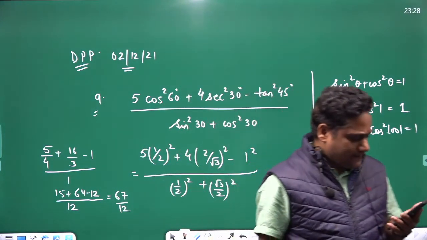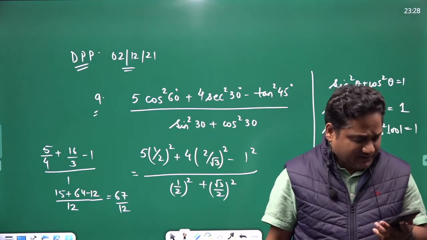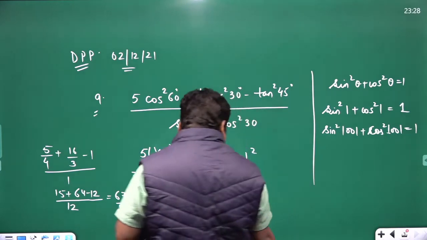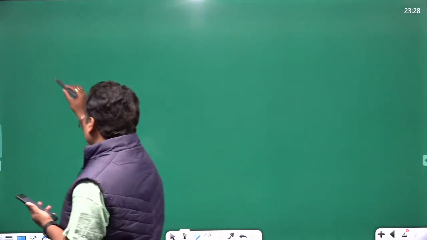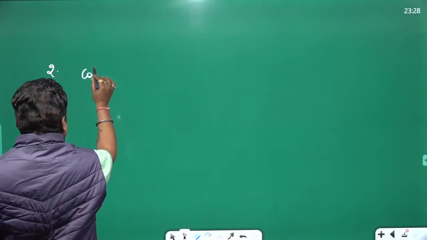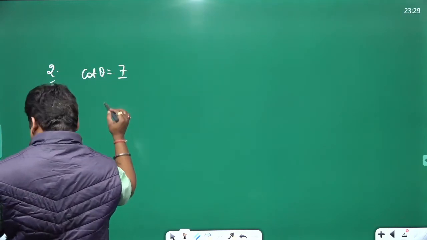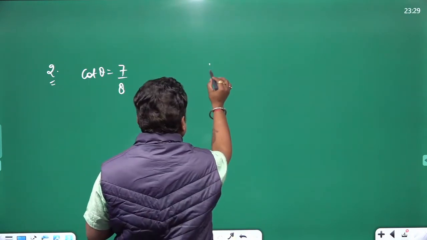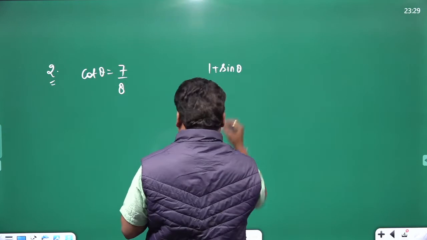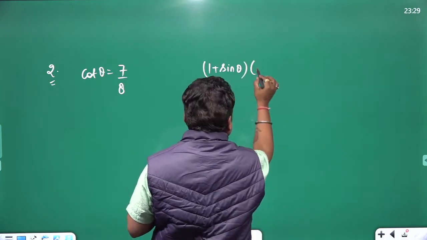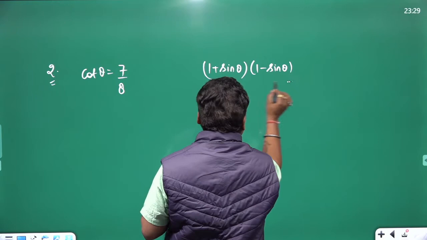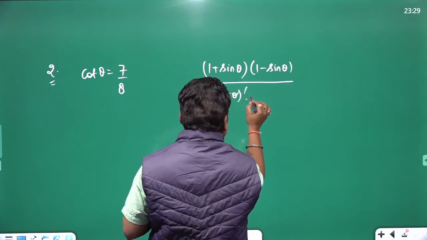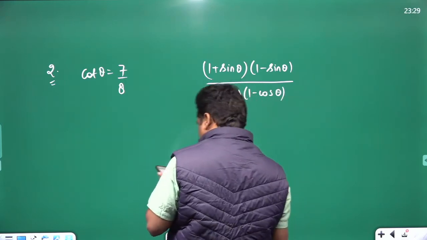Okay. So question number 2. It is given that cot theta is equal to 7 by 8. Evaluate this quantity. Cot theta is equal to 7 over 8, and we need to calculate the value of 1 plus sine theta multiplied by 1 minus sine theta over 1 plus cos theta multiplied by 1 minus cos theta, right?